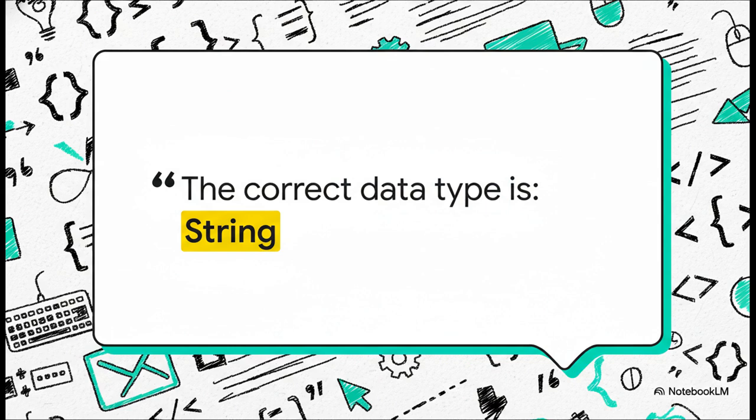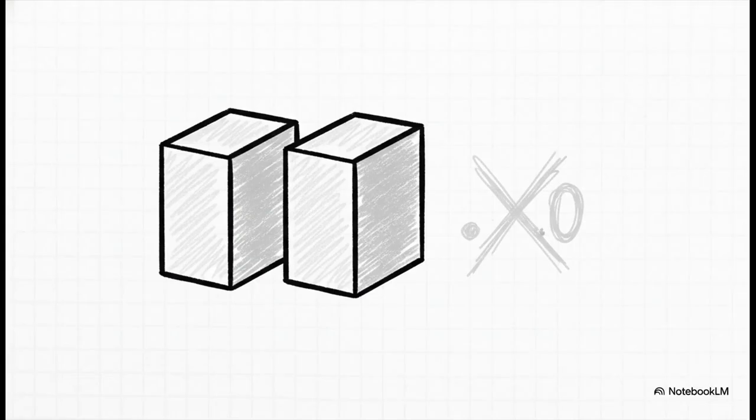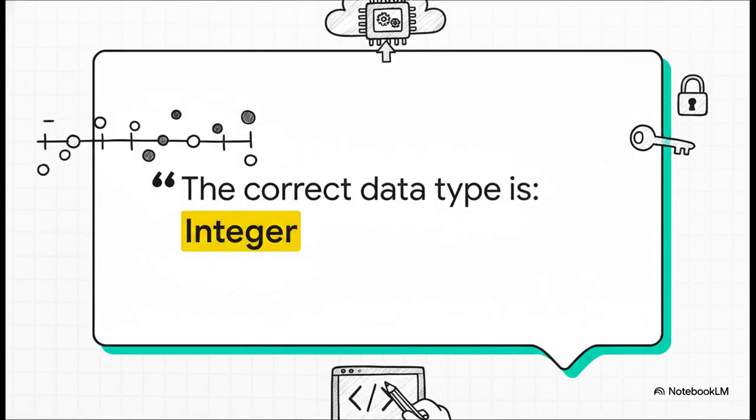Okay, 1 down, 2 to go. Next, we have student year group. The example is 11. The key thing to notice here is it's just a whole number. No decimals, no fractions, just a straightforward number. And that right there is the perfect job for an integer. Integers are made for whole numbers, whether they're positive or negative.